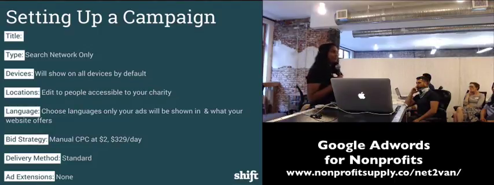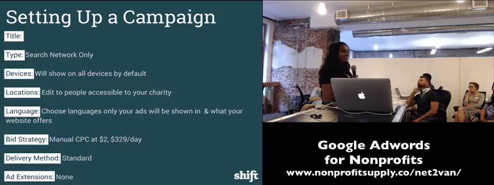Locations. Only pick the locations where your charity or nonprofit is relevant. If you are a small local charity only working in Vancouver, it doesn't really make sense for you to advertise in Nova Scotia or Ontario. Language as well. If your website is only in English, or if your ad is going to be in English, make sure that you are only selecting those languages. You don't want to be showing up for someone looking for a French website and you don't offer that.